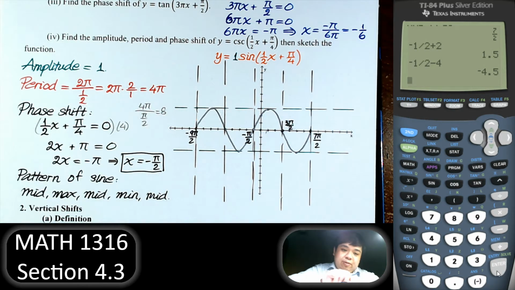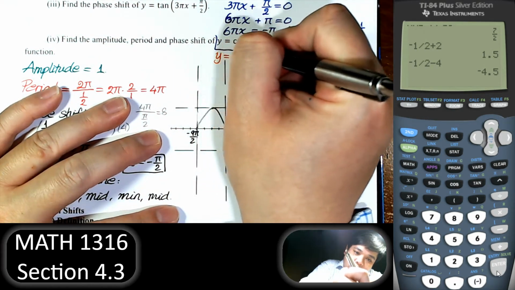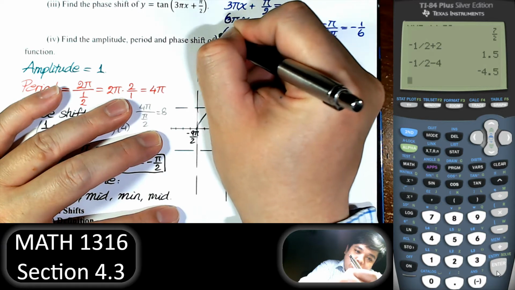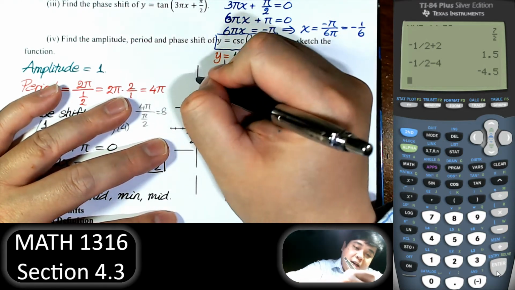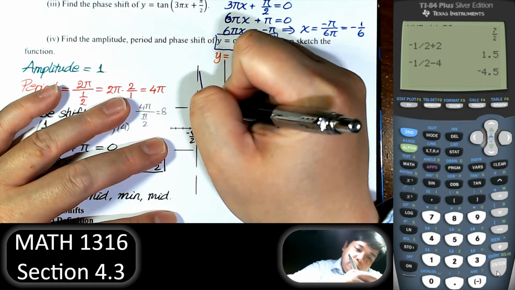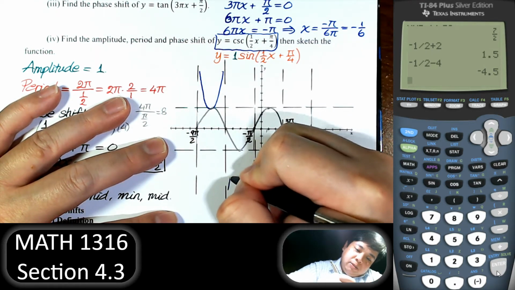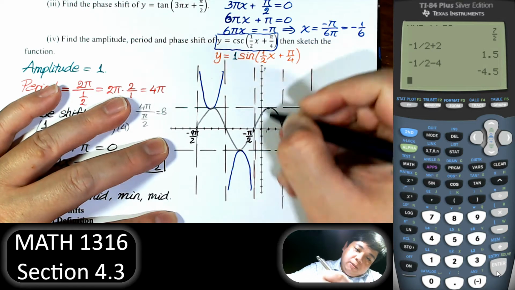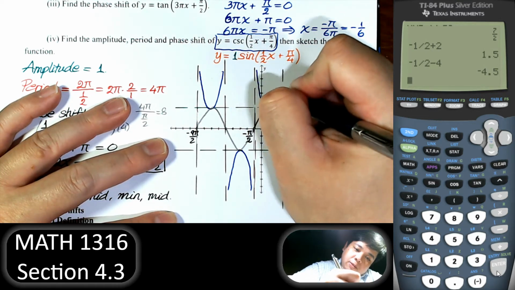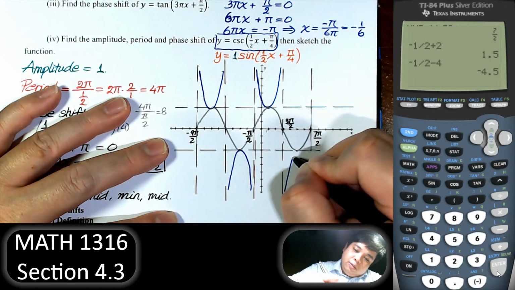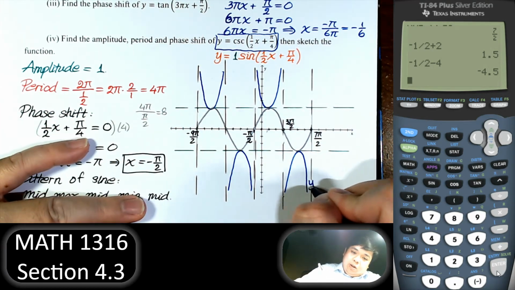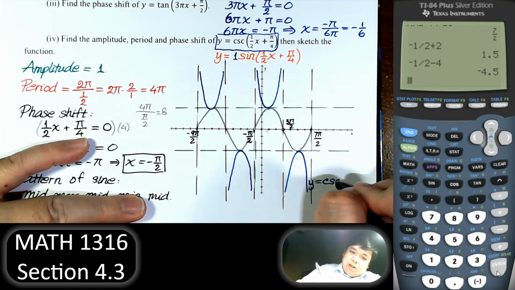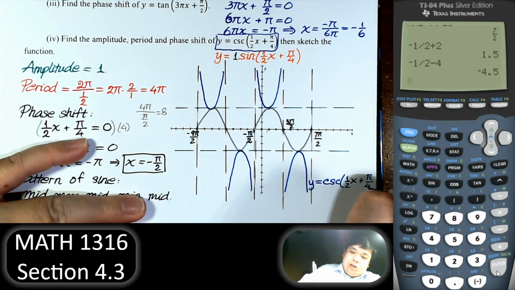The graph of this, the reciprocal function, whenever it is 0, there's an asymptote, and then it just bounces out to the maximum, the minimum. So this is the graph of y equal to cosecant of 1/2 x plus pi over 4.